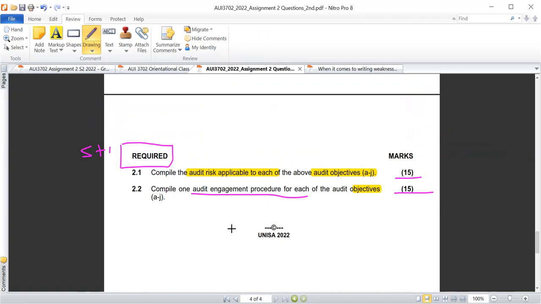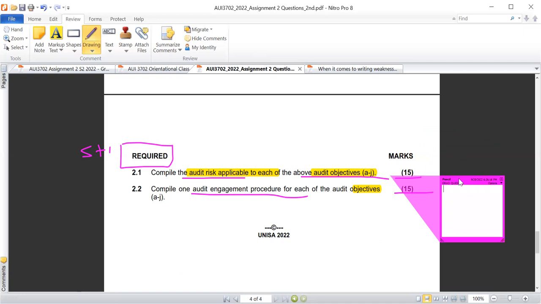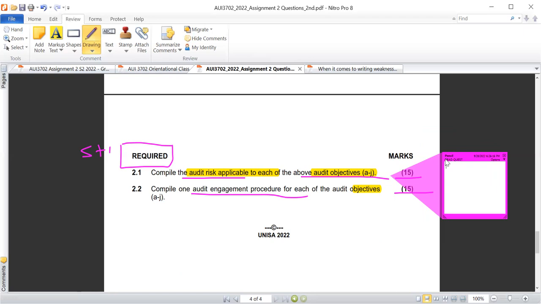So let's go through 2.1 and analyze what exactly the lecturer is asking us to do here. In 2.1, they ask you to compile audit risk applicable to each of the above audit objectives, A to J. I repeat again, they want you to compile audit risk applicable to each of the above audit objectives. So the first question that should come into your mind is, what is an audit objective? And what is an audit risk in this context? Those are the first two things that should come into your mind.